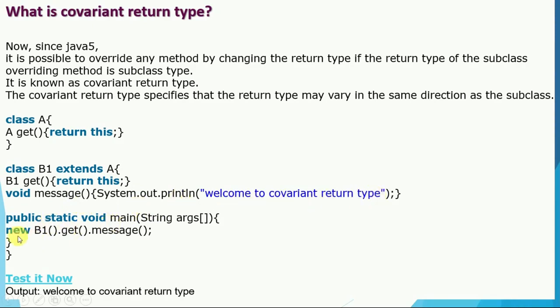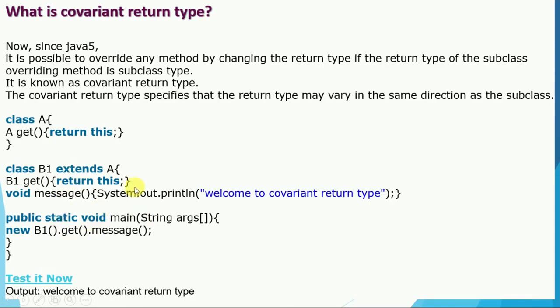We have a message method, a void method, and the print statement is "welcome to covariant return type". In the main method, we call the class constructor with the get method and the message method. So the output is "welcome to covariant return type". We have different return types. In this method we have a return type of the current instance, and in the other we have no return type, we just print this statement. So this is basically a covariant return type.